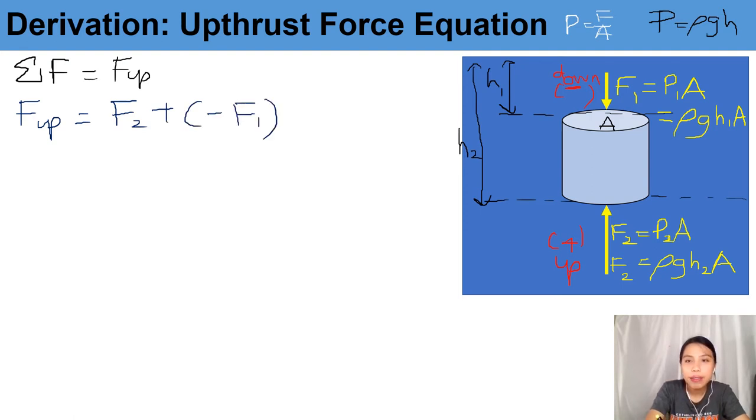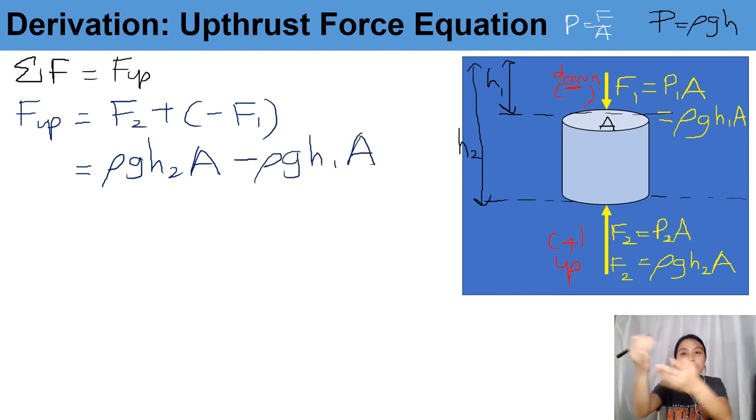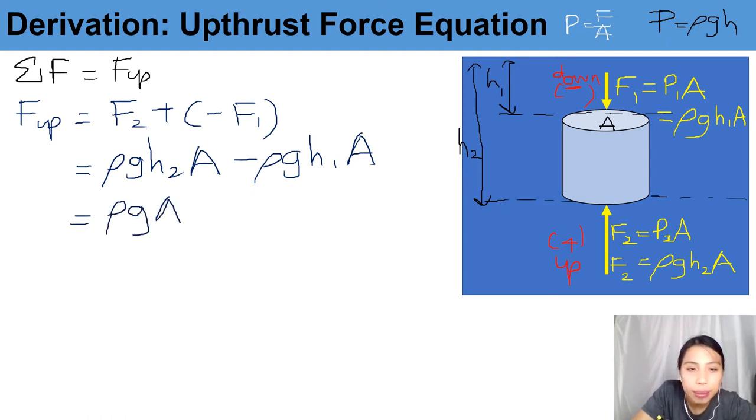So what we have is F2, we already said, F2 is rho g h2 A minus rho g h1 A. It's just plugging in whatever we have expanded up here. Wow, a bit long. Let's group up some terms. We take them out of a bracket. So, rho g A times (h2 minus h1).